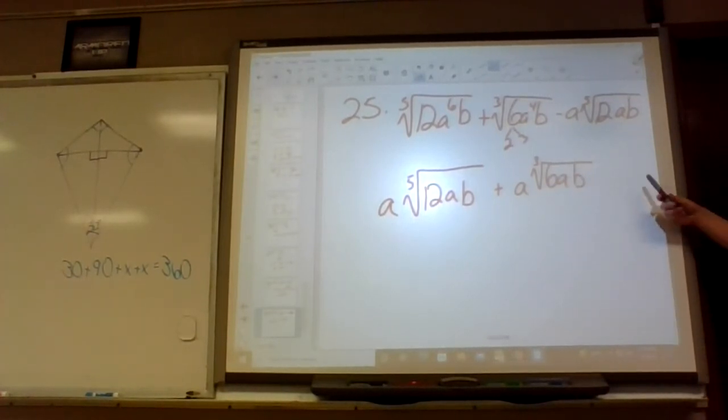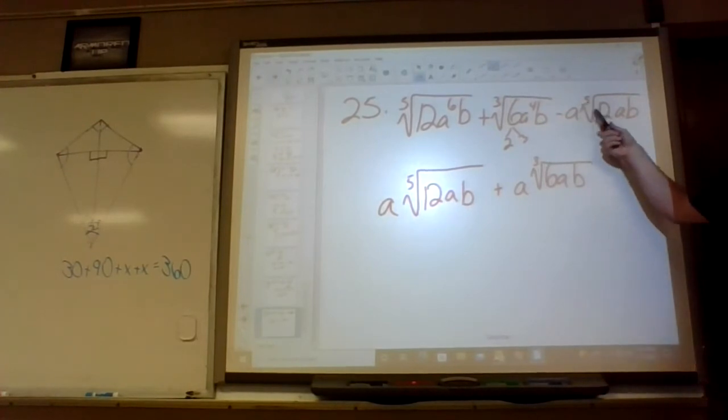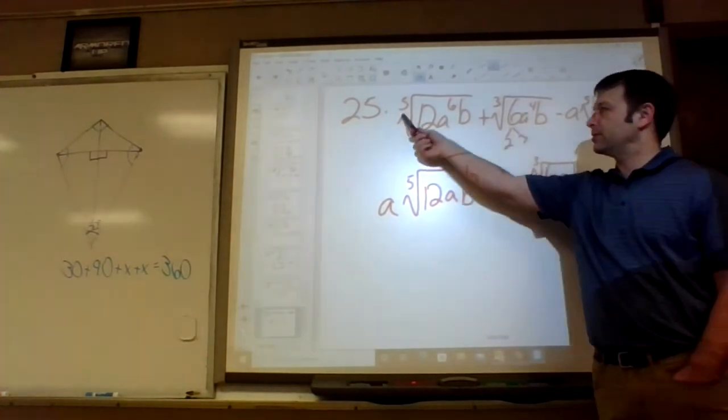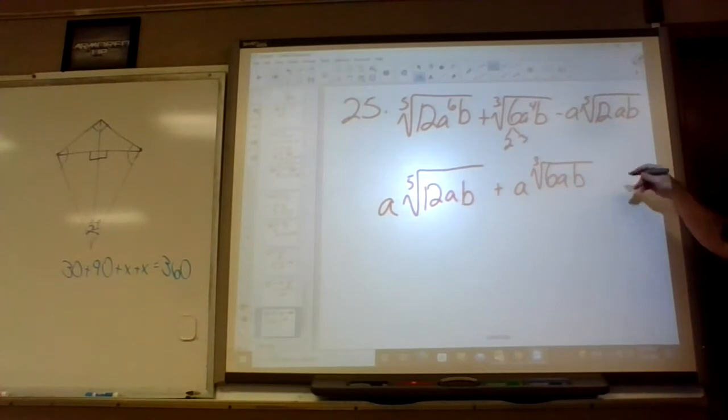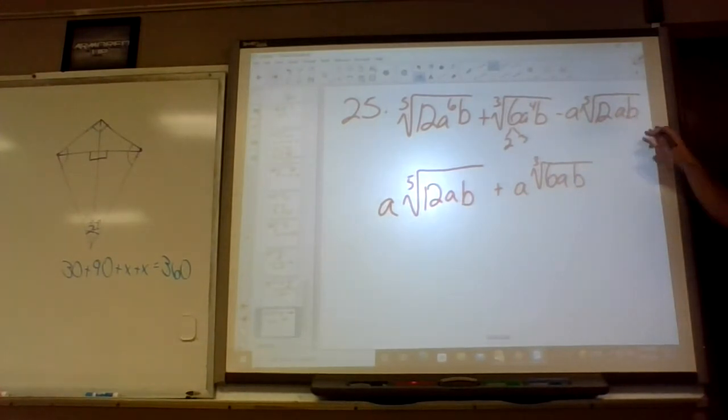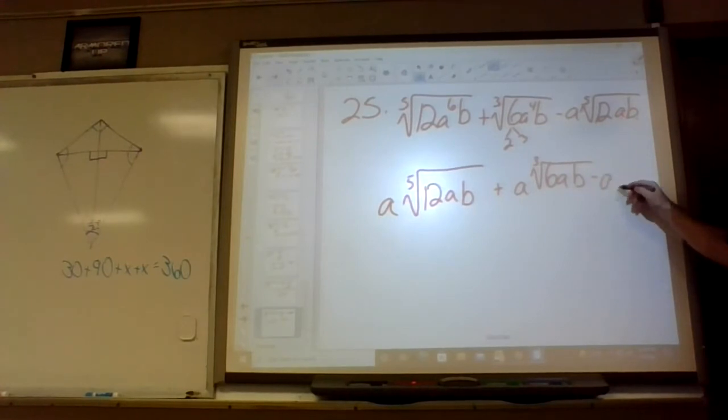And then, okay, the last one. Does fifth root of 12 simplify? No, just like over here. It didn't simplify. Does fifth root of a, fifth root of b simplify? No. So we can't really do anything with that one.